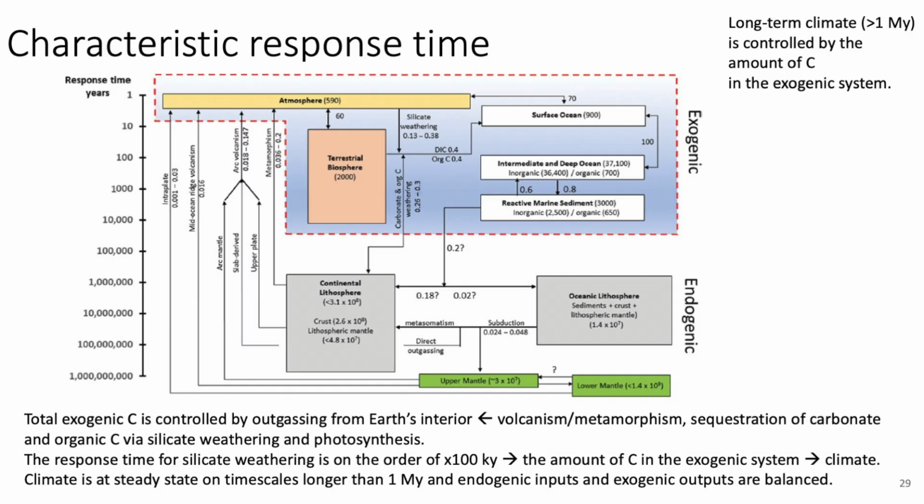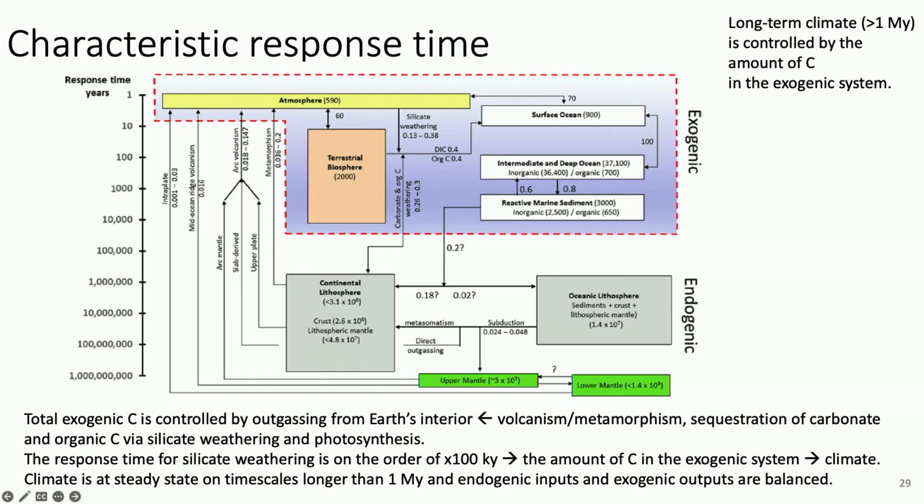But it's not always balanced in terms of time scales. You have the same representation here, with the same fluxes, but here the response time is given. When we are talking about the fluxes from the interior of the Earth to the surface, we're talking about very long time scales. When we're talking about what's going on in the exogenic reservoirs, it's more from a year to a thousand years. But basically the long-term volcanic climate is actually controlled right now by the amount of carbon in the exogenic cycle over million-year time scales.